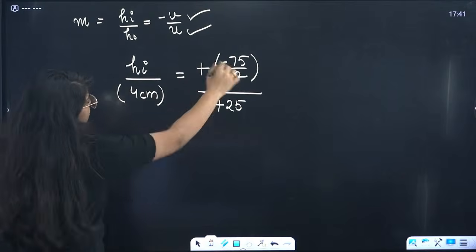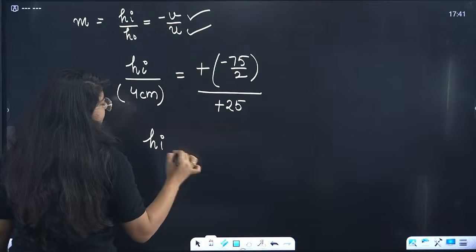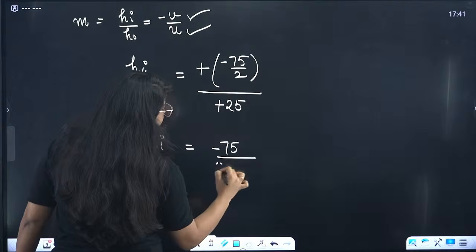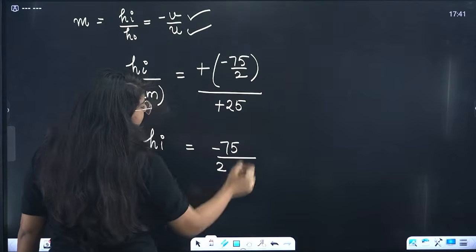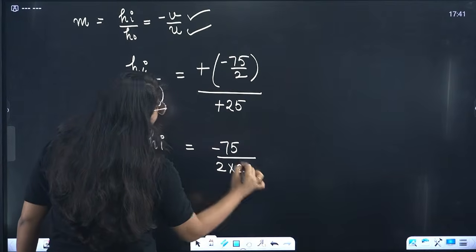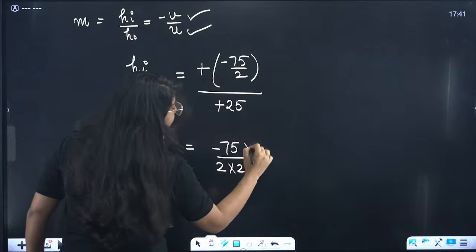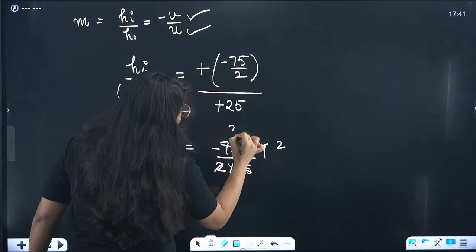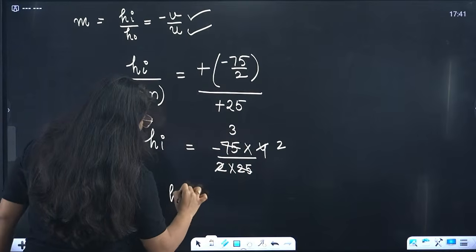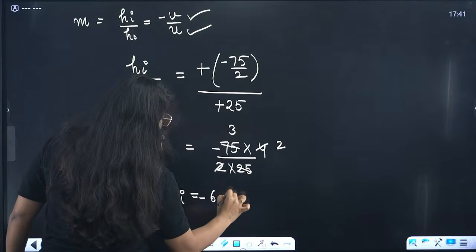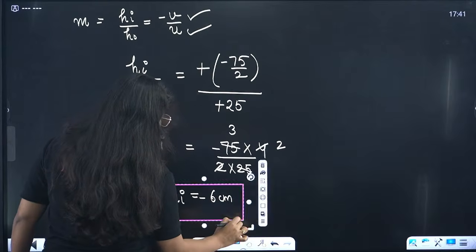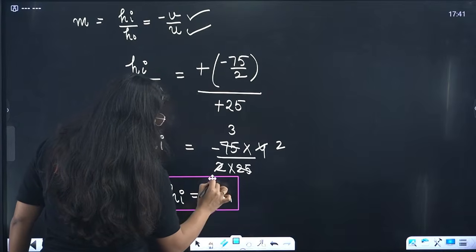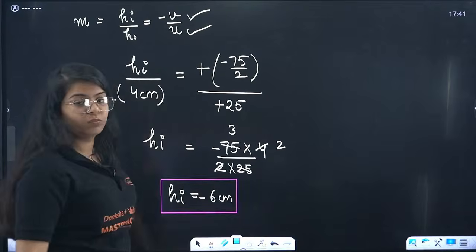Now you just multiply this and see, it becomes a lot easier. Minus 75 divided by 2, both of these will multiply into 25, and this 4 will go up into 4. So 2 into 2 is 4, 25, 3s are 75. So height of image beta is simply minus 6 centimeter. Is it easier to do the calculation or more difficult than 37.5 divided by 25?